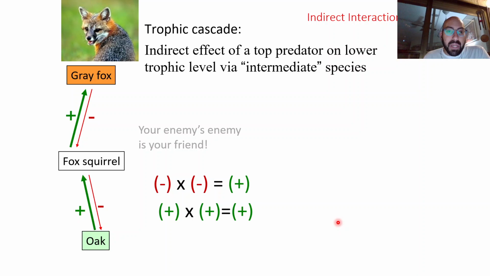Now, we can also have the opposite direction. The oak has a positive effect on the squirrels, right? They eat the acorns and they are able to reproduce and have more squirrels. The more squirrels there are, the more food the foxes can have. So that becomes a positive effect on the fox. So both the fox helps the oaks and the oaks help the foxes via an intermediate species, the squirrel.